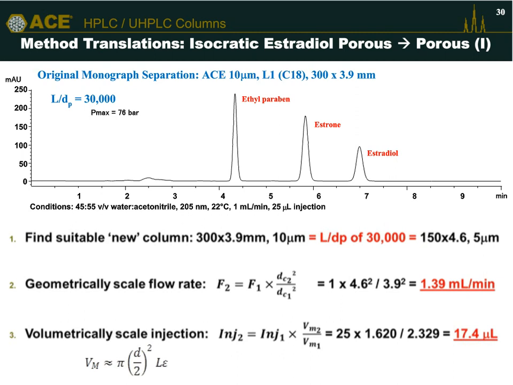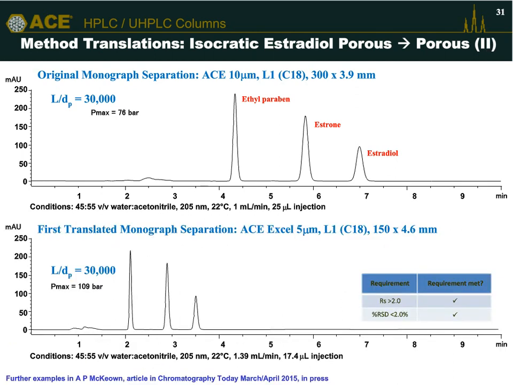And you can see I've calculated those values out, and when we use that column with those new conditions, this is what we get. So we get a faster separation using the same L over DP ratio column, but this is now using a 150 by 4.6 millimeter 5 micron column. And within the USP monograph, we can see the system suitability criteria in the little table, a resolution value of greater than 2 between estrone and estradiol, and percent RSD of less than 2, which was achieved with this new column. So a very simple translation for this isocratic method.